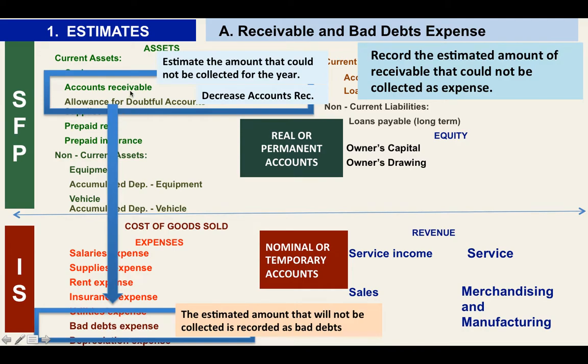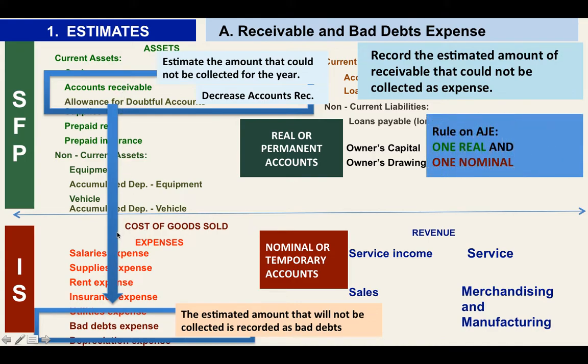So we are transferring yung amount na hindi makukolekta dito sa bad debts expense. So ano yung concept? We will debit bad debts expense because we are increasing bad debt expense for the amount that will not be collected, and we will credit accounts receivable or the allowance for doubtful accounts, whichever. Okay, we will discuss that further.